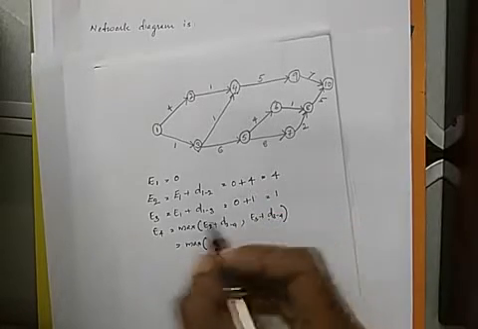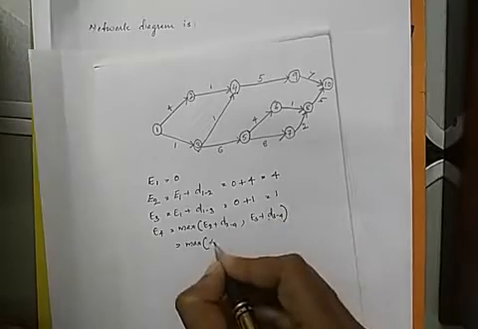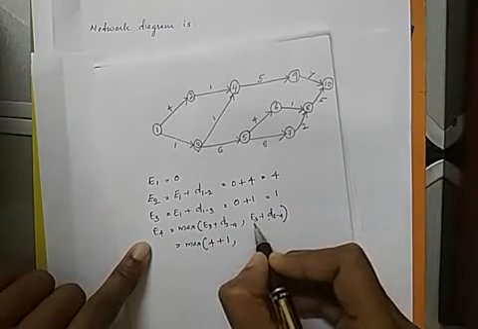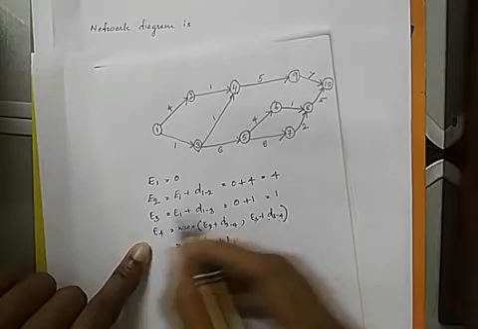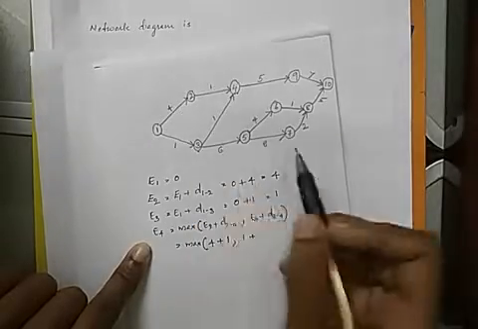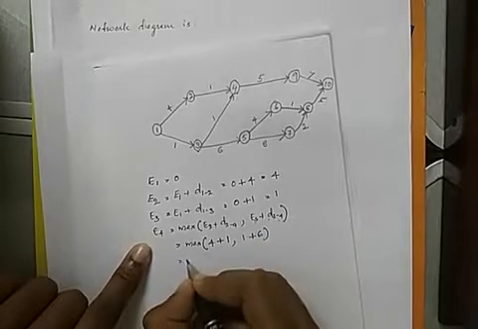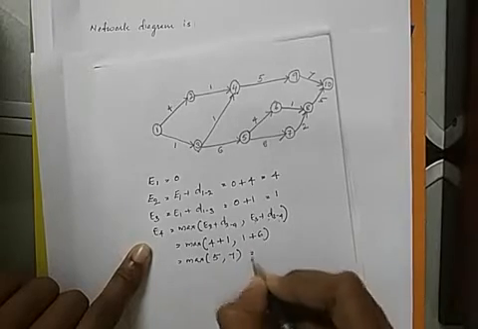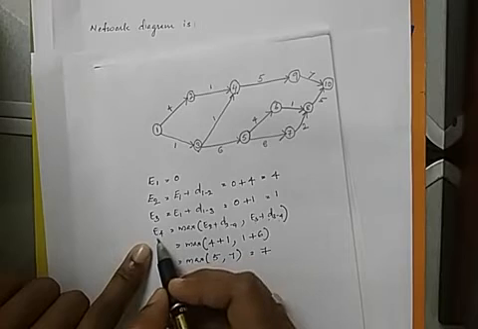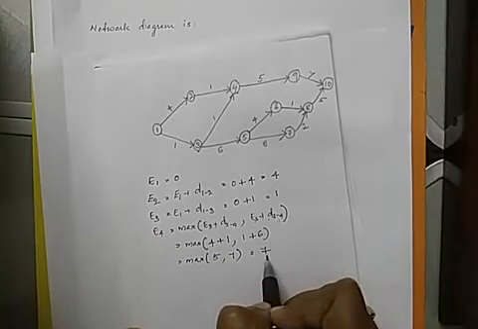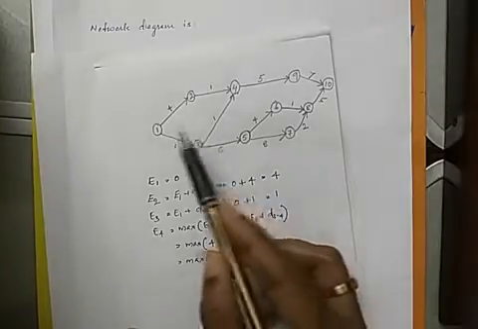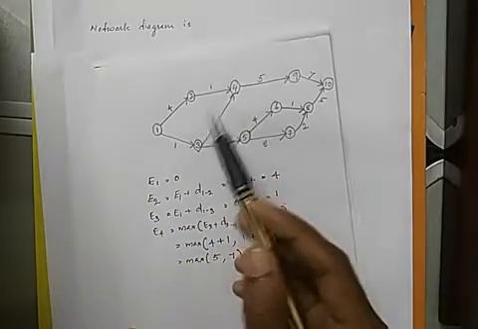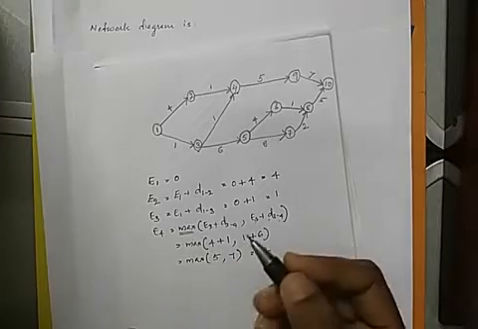Now let's compute that. We have already found the value for E2. E2 is 4. 4 plus duration for 2, 4 is 1. Then the next value is E3 plus duration of 3, 4. E3 we have got 1, plus duration for D3, 4 is 6, which means the maximum of 4 plus 1, 5, and 1 plus 6, 7. The maximum of 5 and 7 is 7. So the earliest time for the event 4 will be 7. Like this we have to find the earliest time for all the events. For the earliest time, if we have more than one activity ending at an event, we have to find the maximum of both the paths.